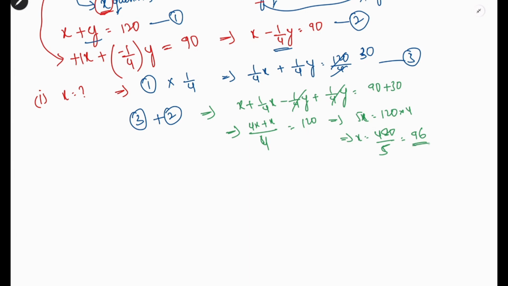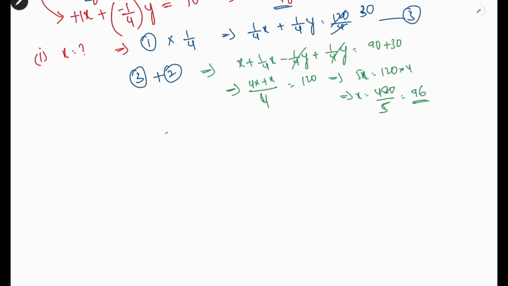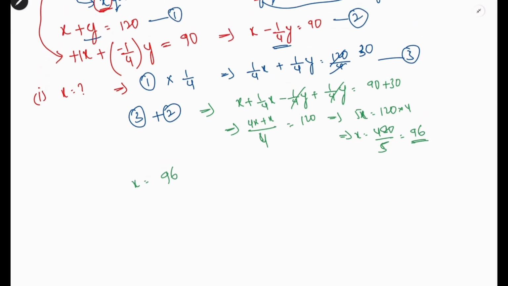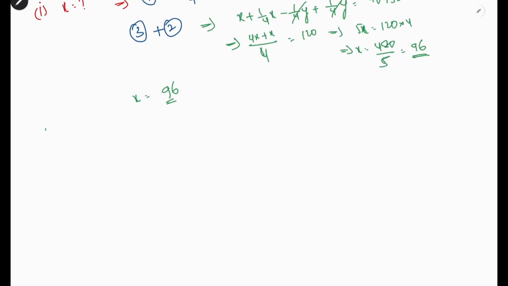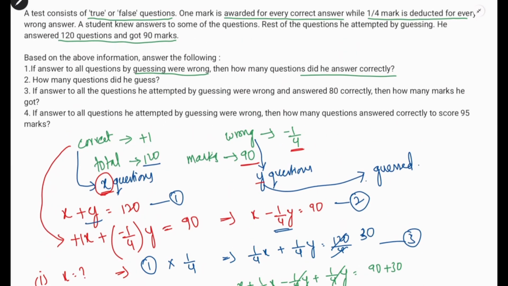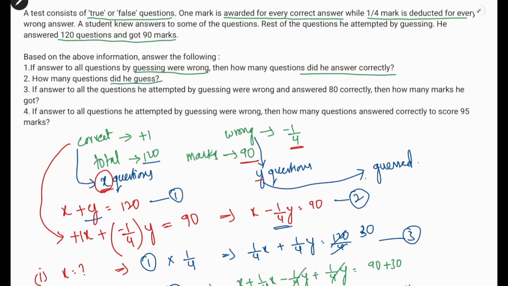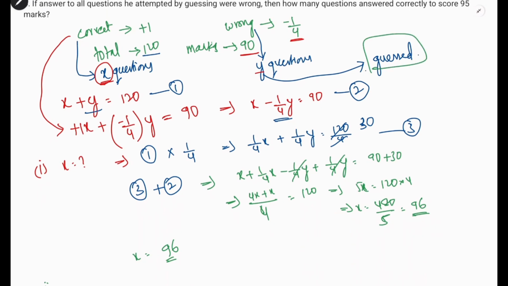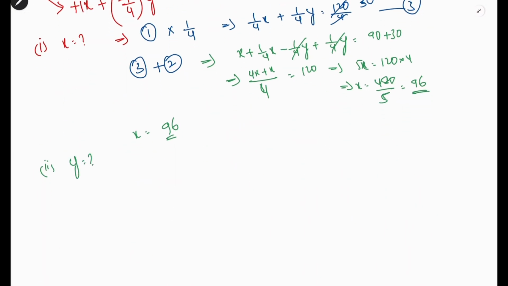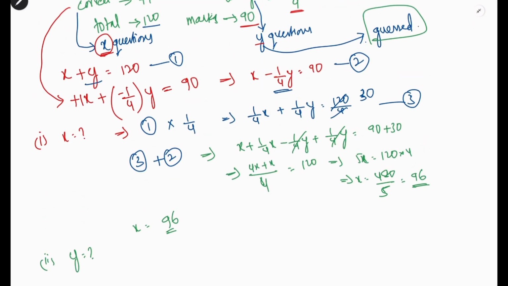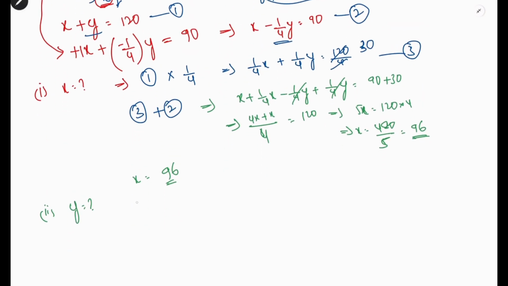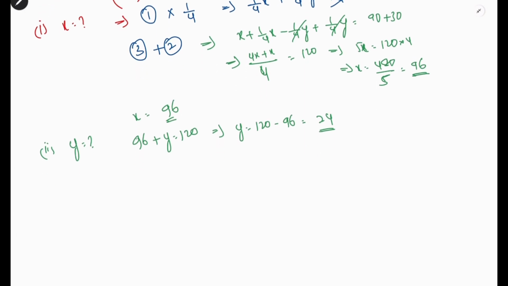Here we got the x value as 96. So he answered 96 questions correctly. And what is the second one? How many questions did he guess? That means we have to find the y value. We will substitute the x value in the first equation. We get 96 plus y is equal to 120, so y is equal to 120 minus 96, which is 24. Here he answered 24 questions wrong.